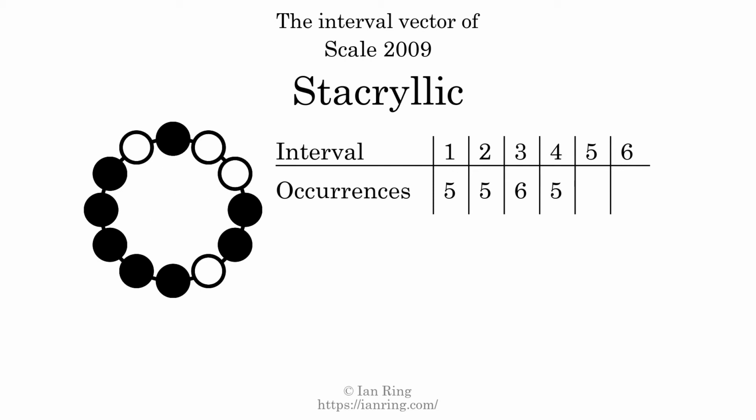There are 5 intervals with the size of 4 semitones. They are here, here, here, here, and here. There are 4 intervals with the size of 5 semitones. They are here, here, here, and here. There are 3 intervals with the size of 6 semitones. They are here, here, and here. Each interval does not appear in this scale a unique number of times, so this is not a deep scale.